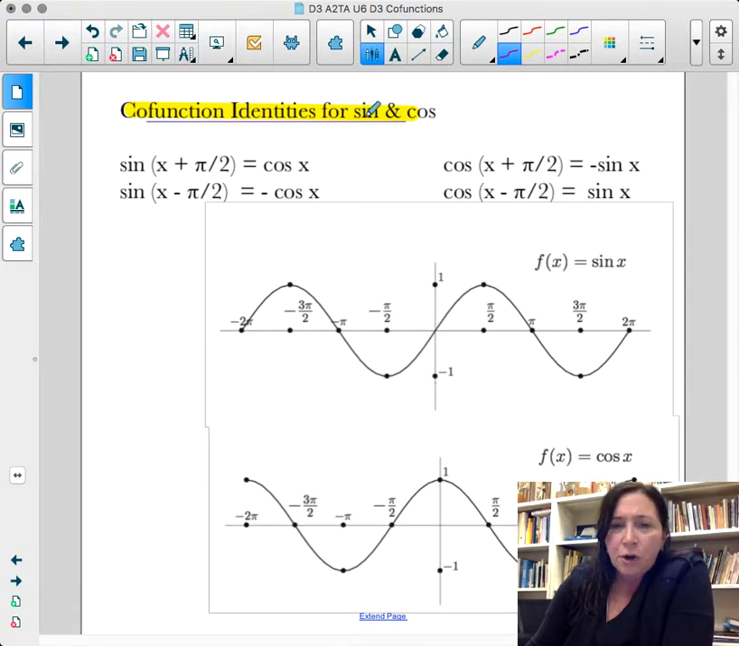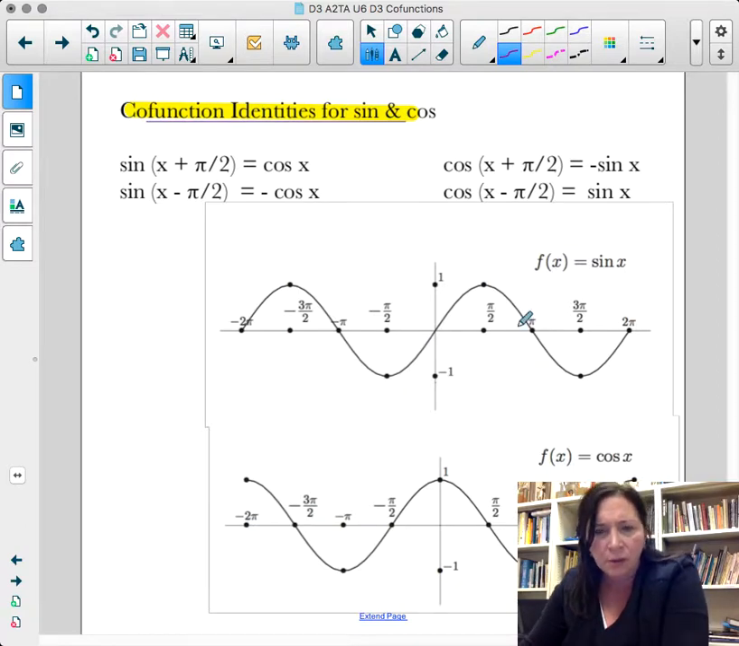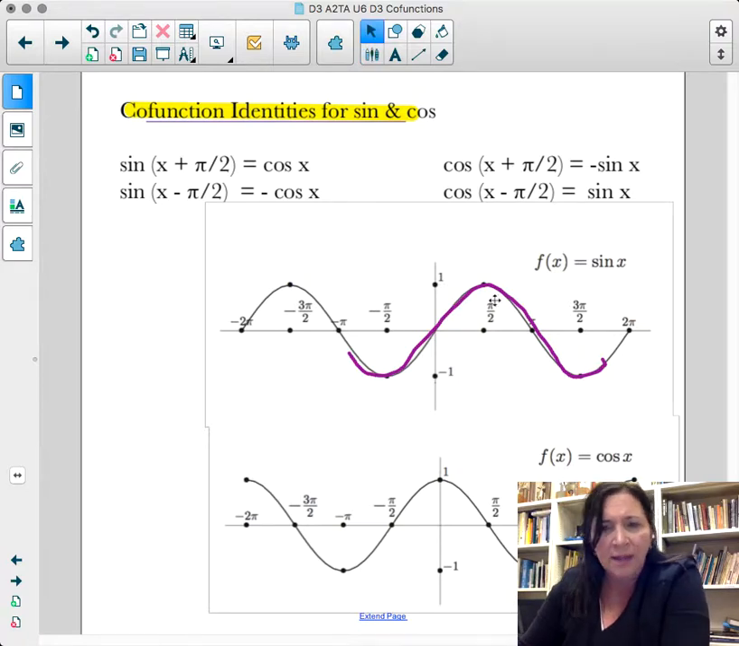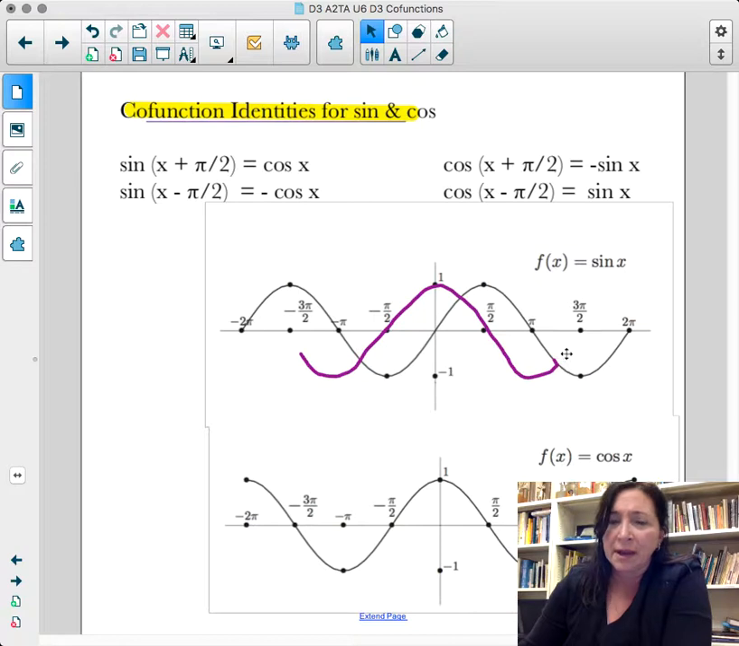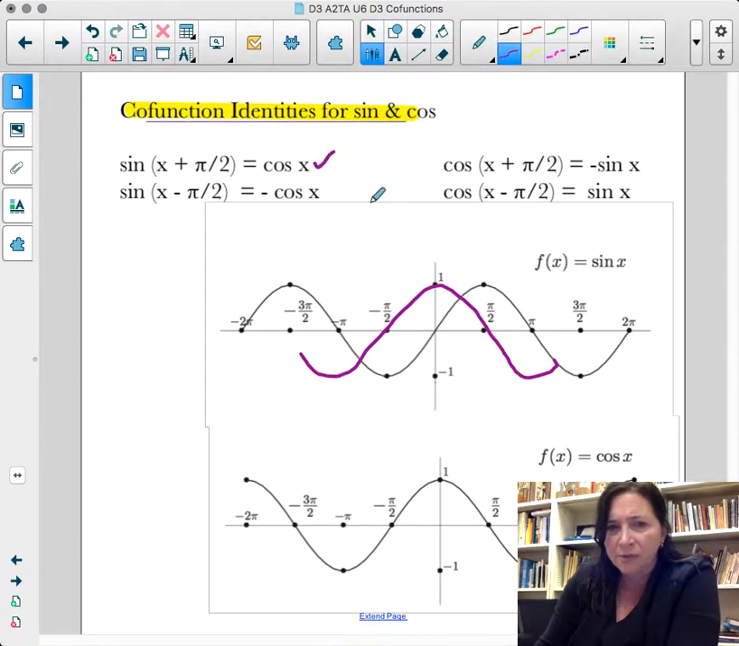These are just more cofunction identities. You can memorize these, or like I said, I like drawing them. I like drawing these and just looking at them and seeing which one is which. For me, I'm more visual. So if I take this sine wave and go to the left pi over 2, now I have a cosine wave, and it's a positive cosine wave. So that one right here would be this one, check.